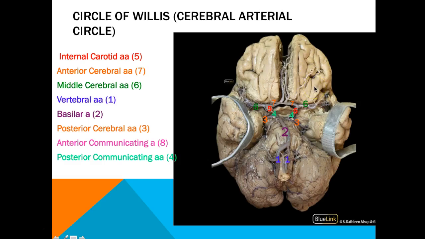Connecting your two anterior cerebral arteries will be a teeny tiny anterior communicating artery that's at the tip of the arrow in pink there. And this is the most common place for a brain aneurysm to take place.